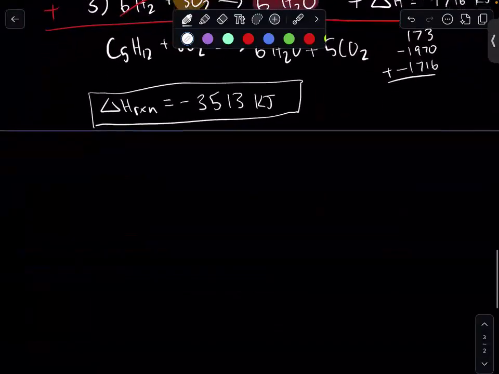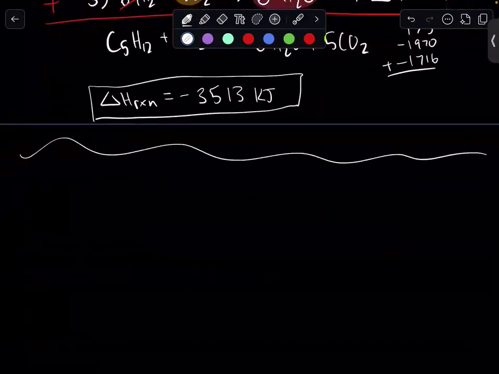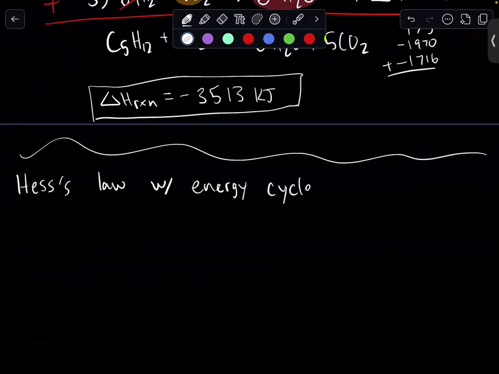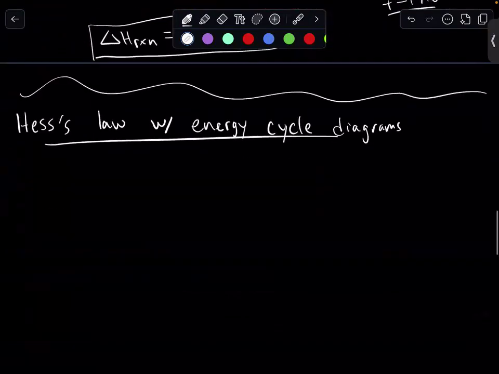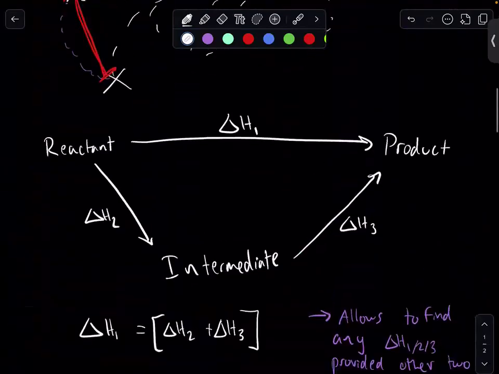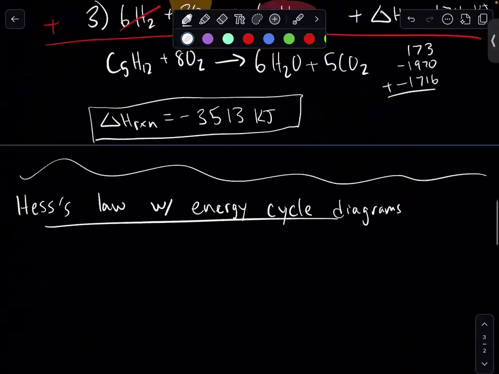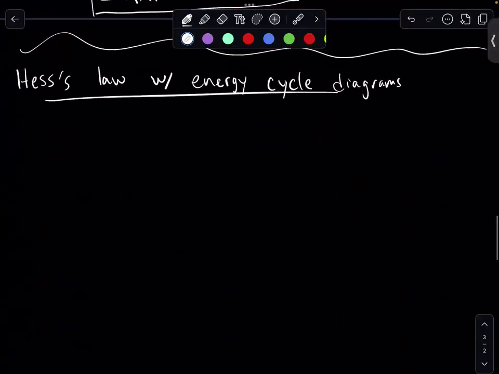There's one other way to use Hess's law: Hess's law with energy cycle diagrams. An energy cycle diagram is kind of the diagram we drew up here, but this time we are going to choose our own intermediate looking at the reaction.